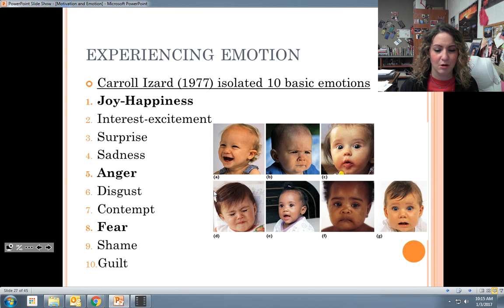There are 10 basic emotions: joy, happiness, interest and excitement, surprise, sadness, anger, disgust, contempt, fear, shame, and guilt. Notice, love is not on here. It's not a basic emotion. It's a very complex emotion. But they say that love is a combination of both joy, happiness, and interest and excitement. Both of those, 1 and 2 combined, is love.